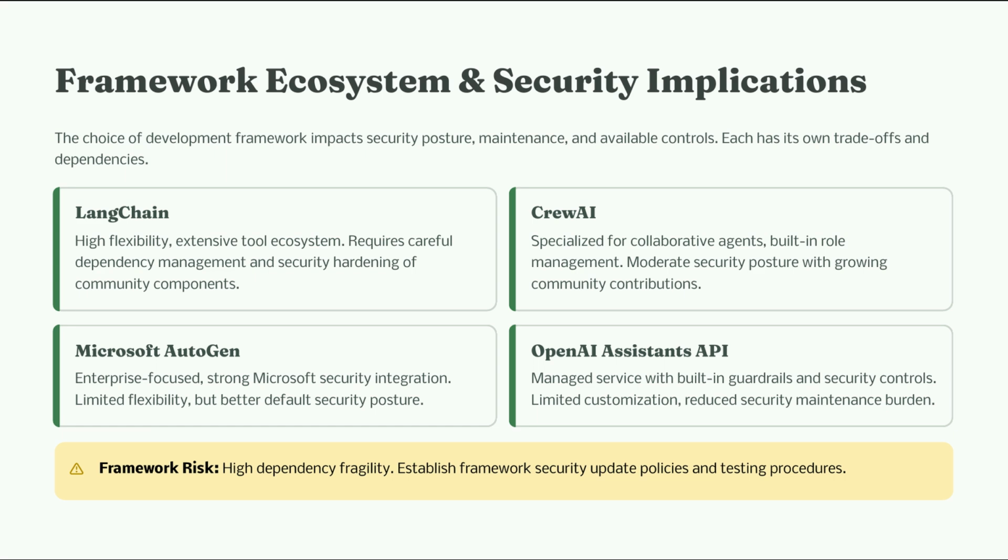Meanwhile, Microsoft AutoGen focuses on enterprise solutions, providing strong security integration, albeit with limited flexibility. Lastly, the OpenAI API offers a managed service with built-in guardrails, which reduces the burden of security maintenance. However, keep in mind the risk of dependency fragility across these frameworks. Establishing clear security update policies and testing procedures is essential. Now let's explore how developers can ensure security throughout the lifecycle of agentic applications.